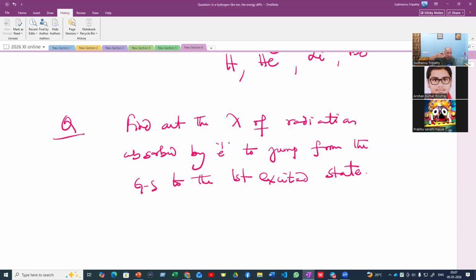So level 1 K सेल से L सेल को जंप करने के लिए जो फोटोन चाहिए इसका वेवलेंथ कितना? To which region does it belong? हम तो जानते हैं there are 8 regions starting from cosmic to radio waves. To which region does it belong?